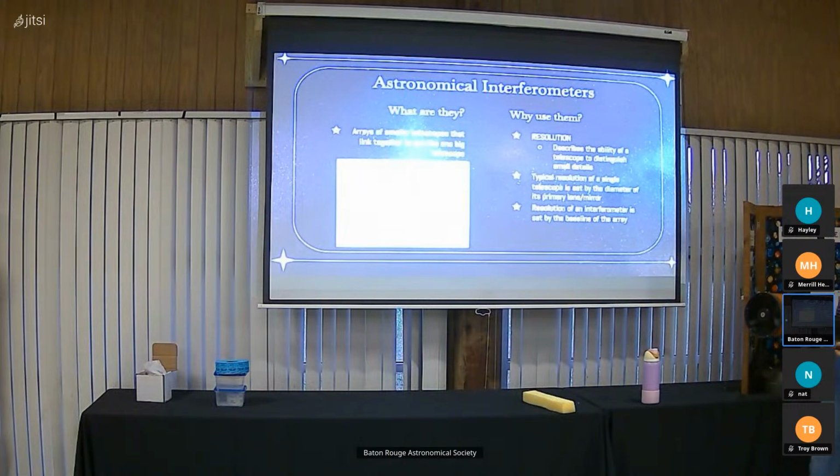Well, why do we care? Why do we want multiple telescopes? Why do we want to use an astronomical interferometer? And that is because of the concept that I hope everybody here is familiar with, and that is resolution. So we all should know that resolution is defined with just a regular old telescope. It is defined by the size of its primary mirror or its primary lens.